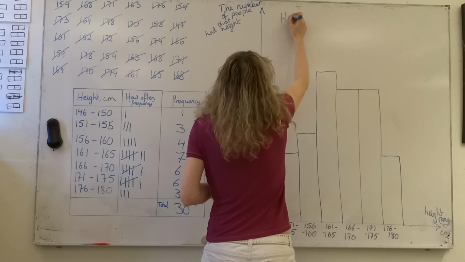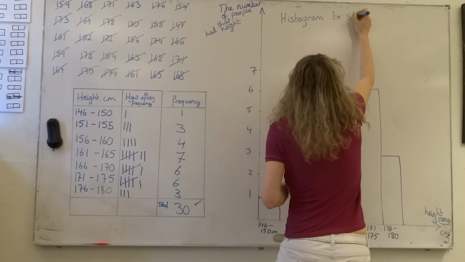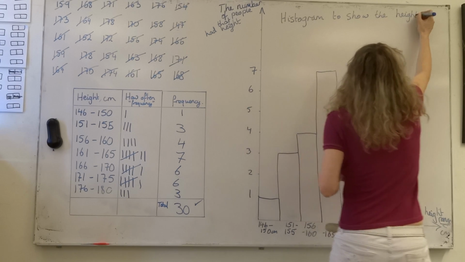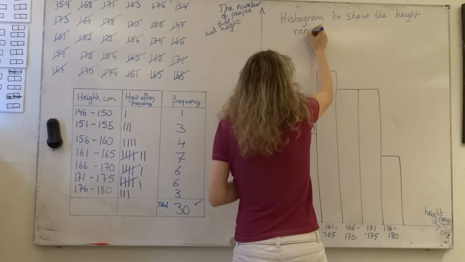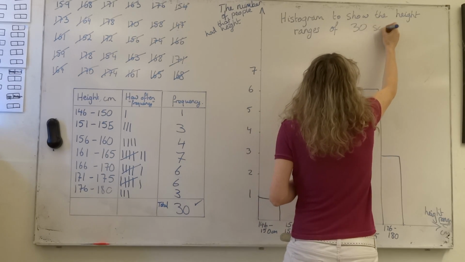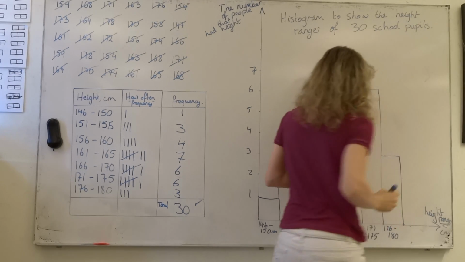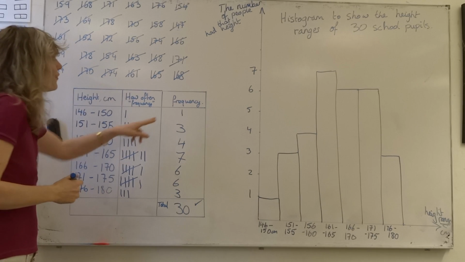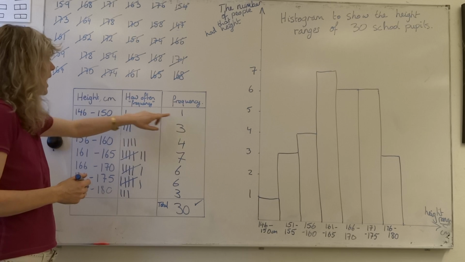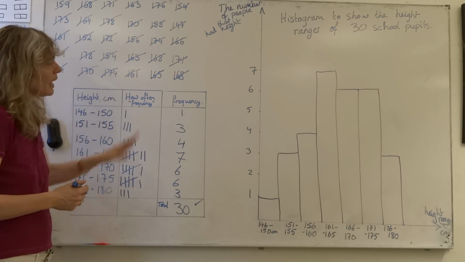Okay, so this is a histogram to show the height ranges of 30 school pupils. The frequency is how often somebody had that height. So it's just how often did somebody have that particular height. Okay? And then that's it.